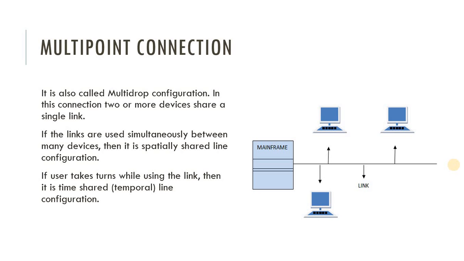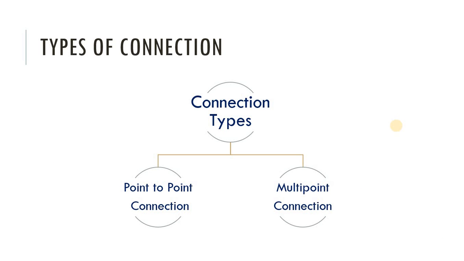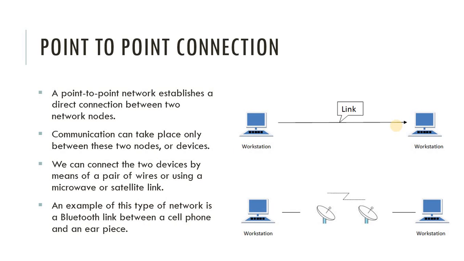If the link is used simultaneously between many devices, then it is a spatially shared line configuration. If users take turns while using the link, then it is a time shared line configuration. So this is the multi-point connection. So there are mainly two types of connection: point-to-point and multi-point connection. In the point-to-point, I again repeat, there are only two devices, and there are no other devices between them.